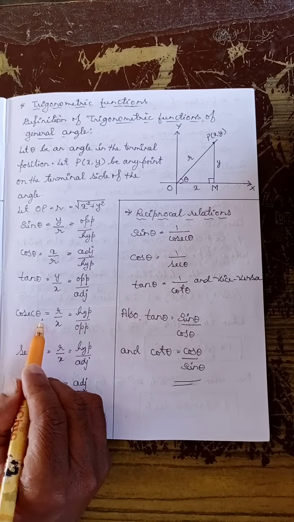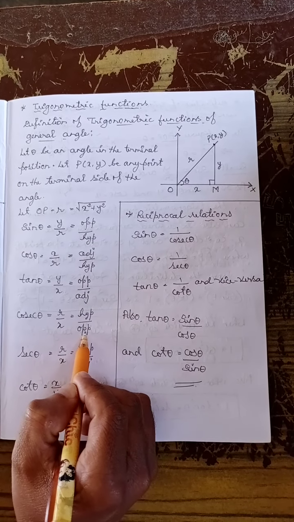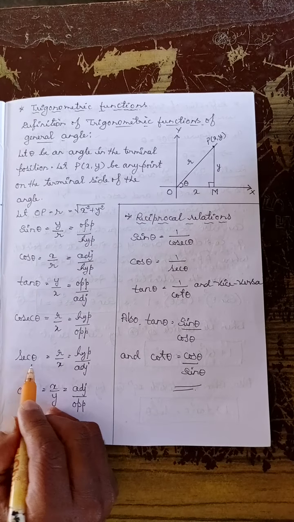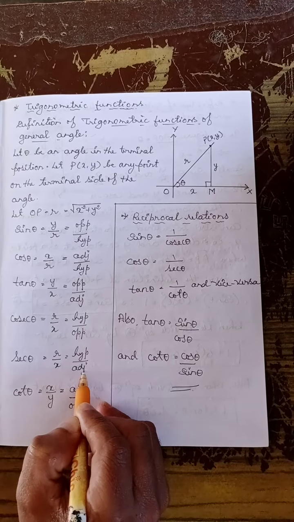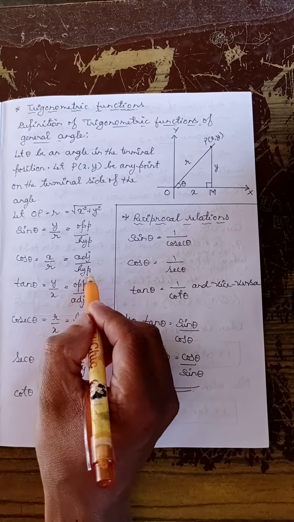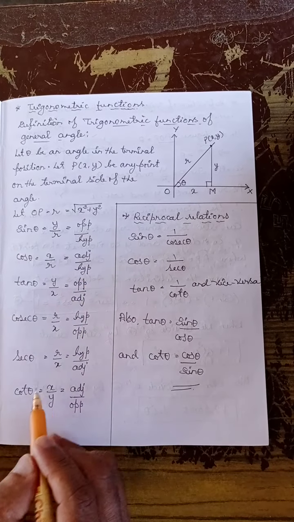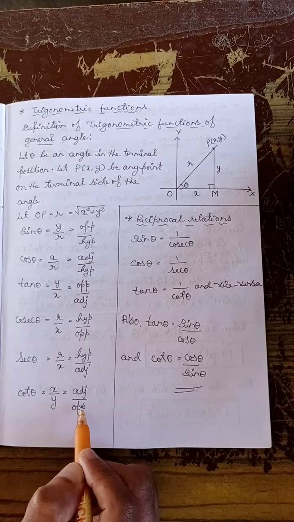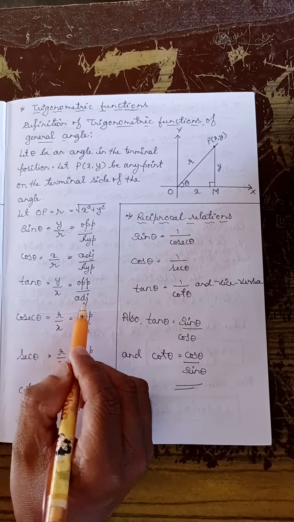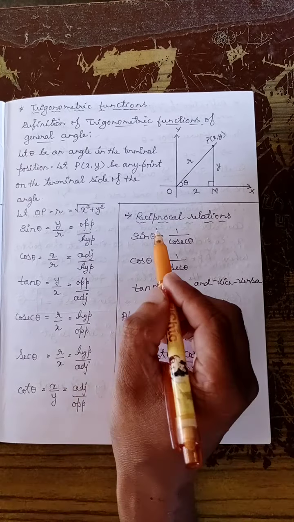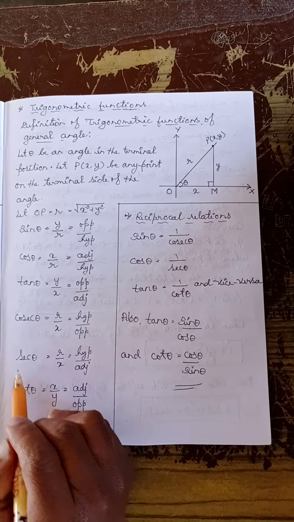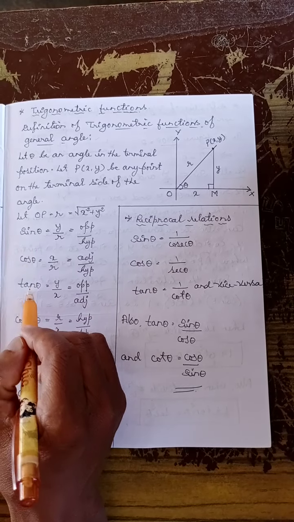Therefore cosec theta is equal to hypotenuse by opposite, since sin theta is equal to opposite by hypotenuse, and secant theta is equal to hypotenuse by adjacent, since cos theta is equal to adjacent by hypotenuse. And cot theta is equal to adjacent by opposite, since tan theta is equal to opposite by adjacent. Therefore cosec theta, secant theta and cot theta are the reciprocals of sin theta, cos theta and tan theta.